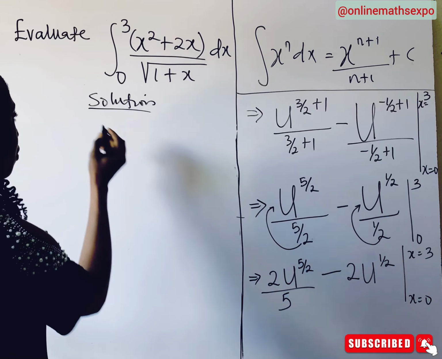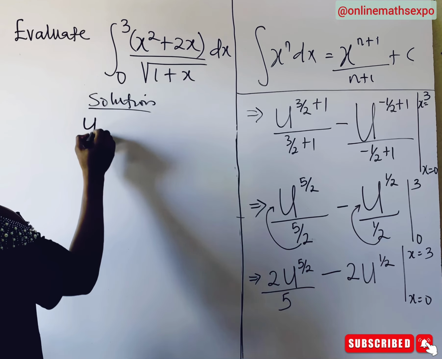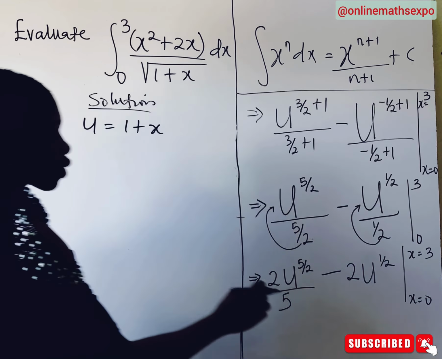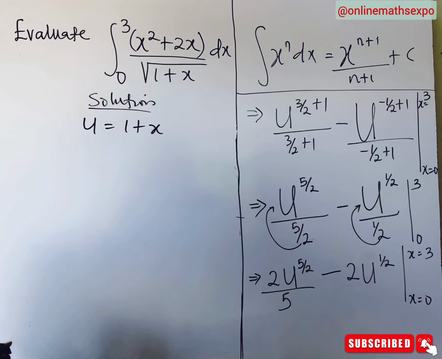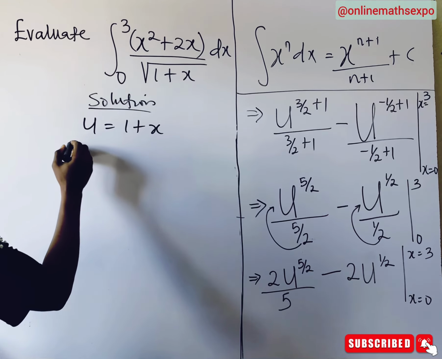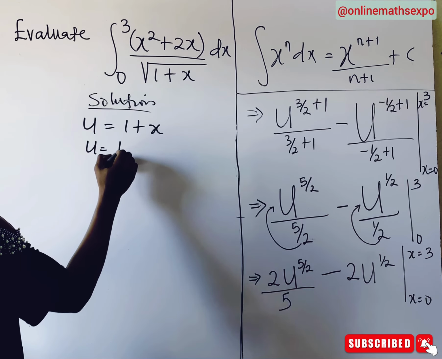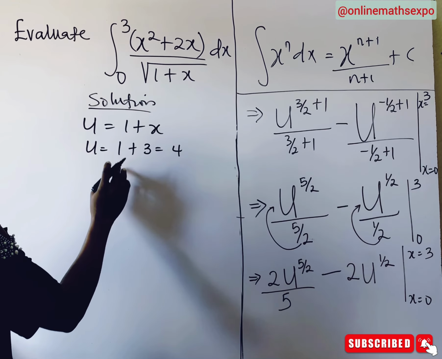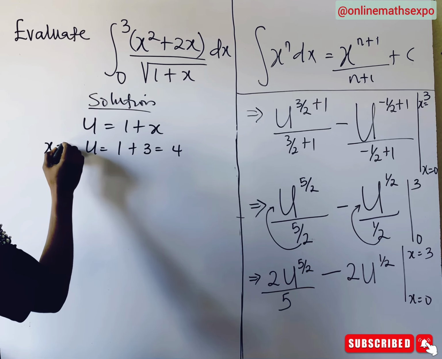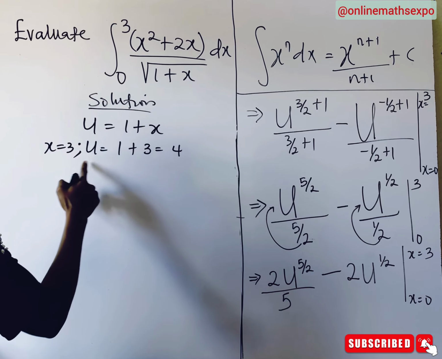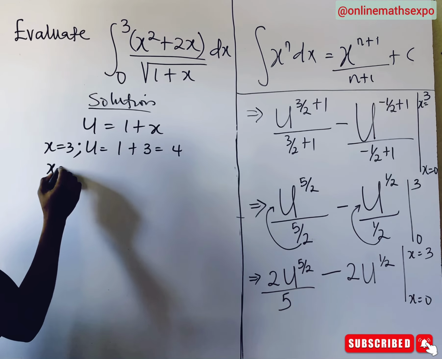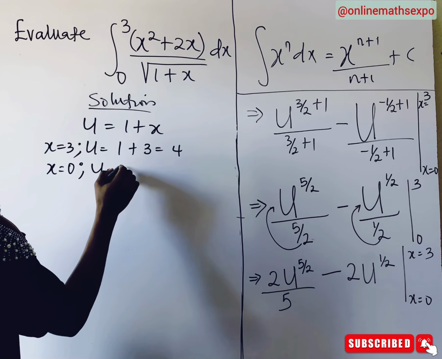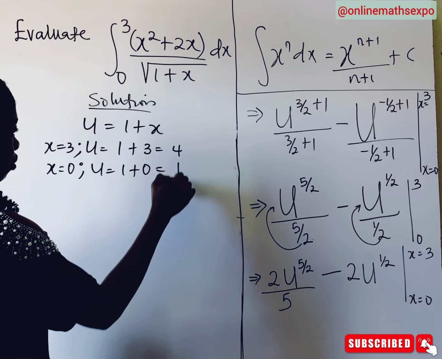So in that case, remember we said earlier that our u is equal to 1 plus x. Did you see that? So when x is 3, what do you think should be the u? Our u will be 1 plus 3 to give us 4. So when x is 3, our u is 4. And when x is 0, your u will be 1 plus 0, which will give us 1.